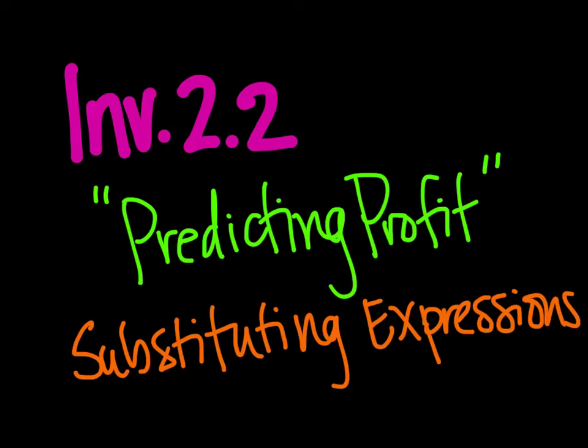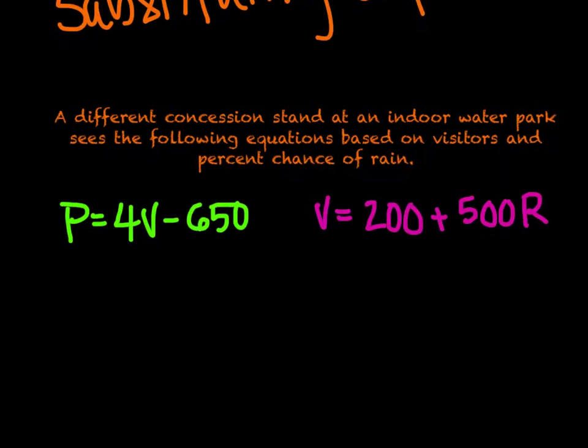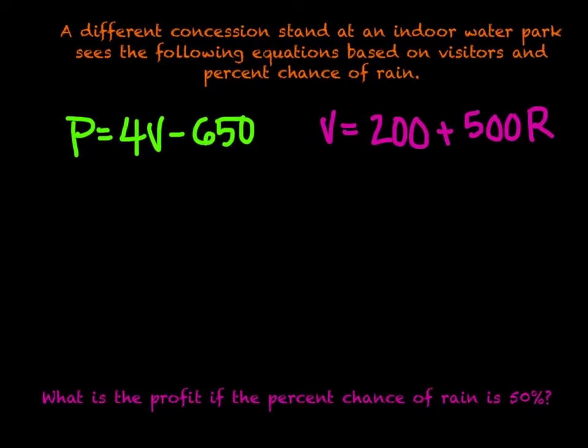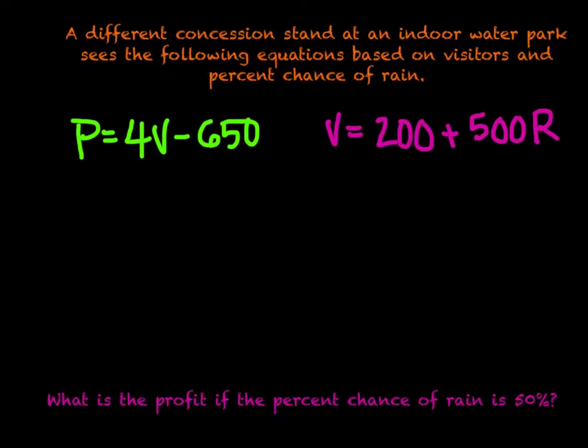Welcome to Investigation 2.2, Predicting Profit, Substituting Expressions. This is looking at our situation where we have Watertown amusement park, and we're looking at the profit versus the visitors and versus the percent chance of rain. In this case, I've decided to make a new situation, still an indoor water park. This different concession stand is at an indoor water park and sees the following equations based on visitors and percent chance of rain.